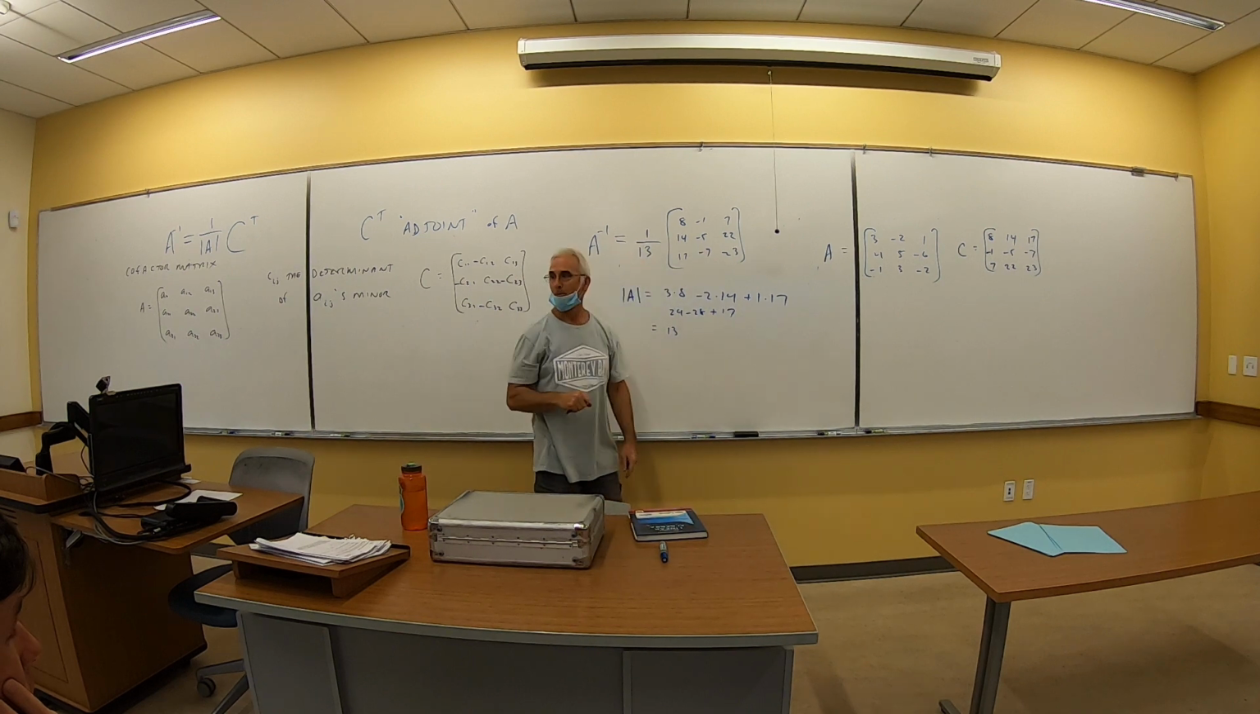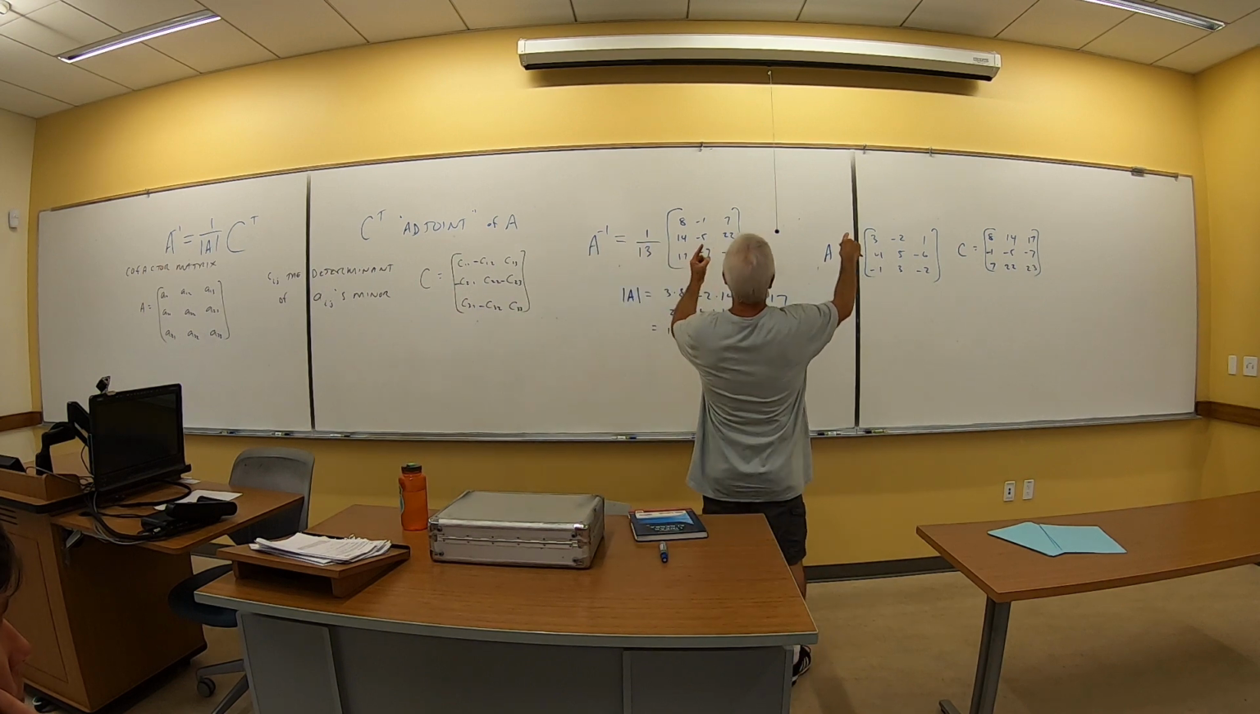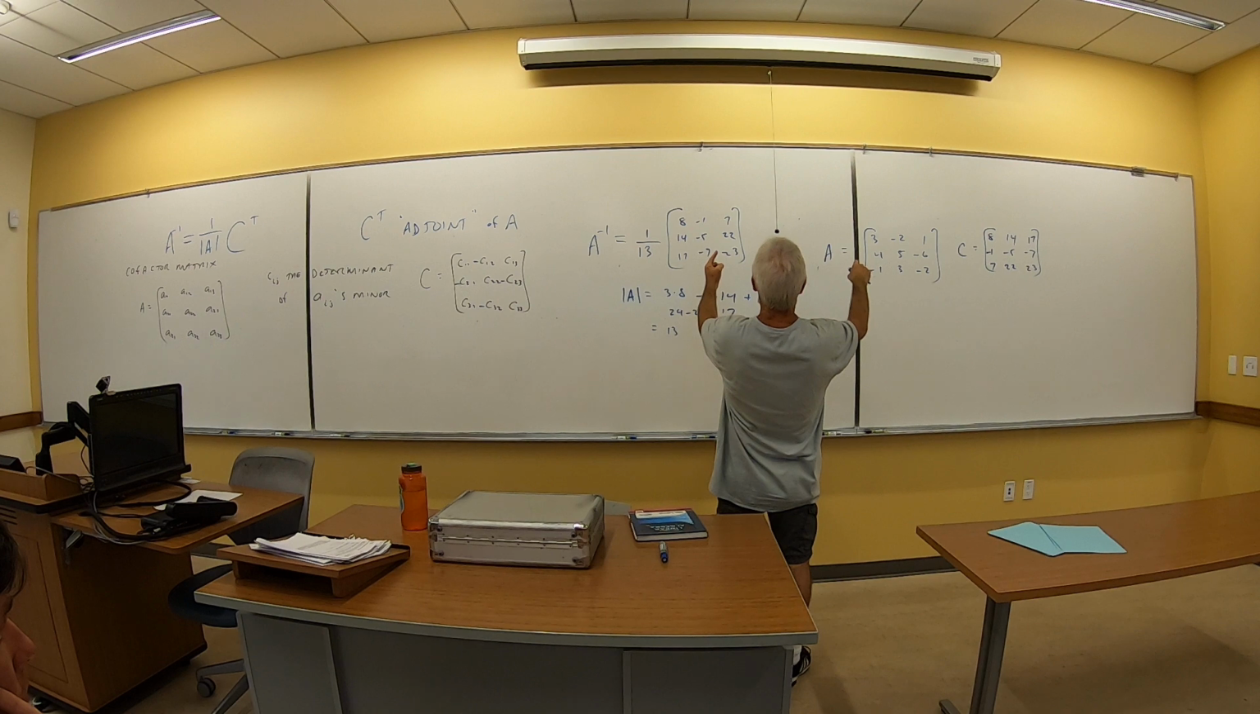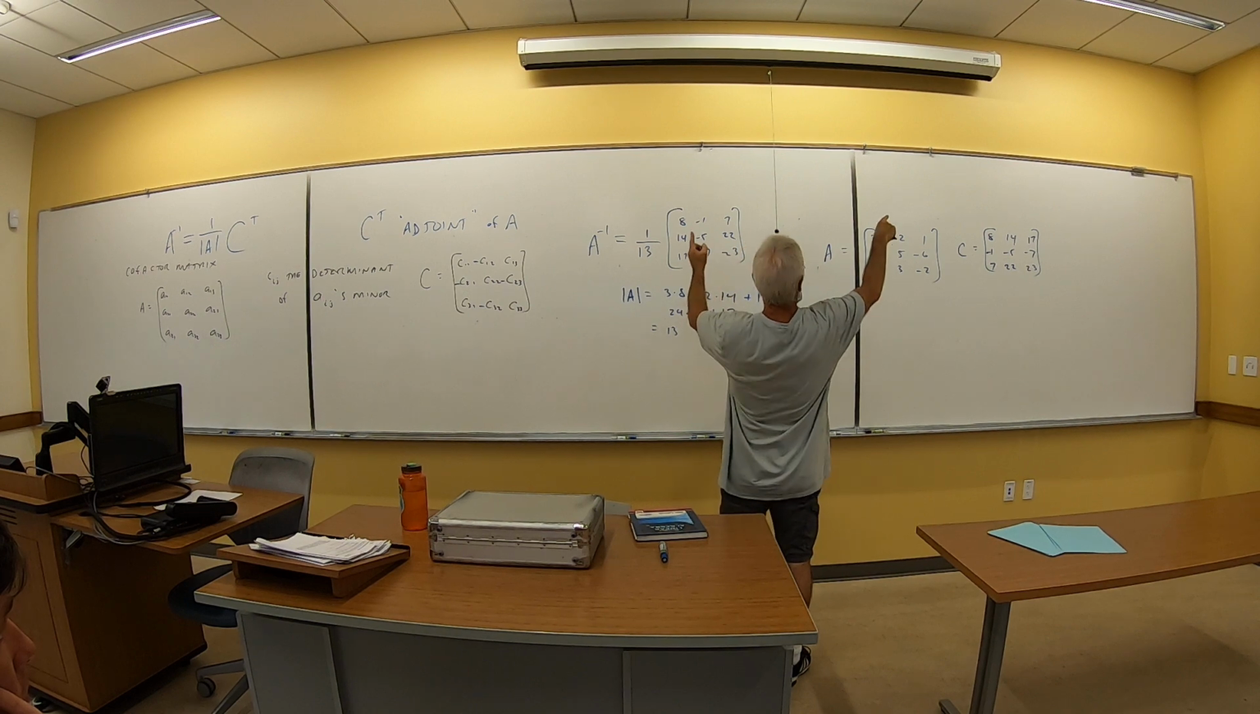Times 1/13. So I'm looking for 13s, not 1s. Agreed? Because I'm multiplying by 1/13th after the fact. Negative 16 minus 5, that's negative 21, plus 21, that's 0.